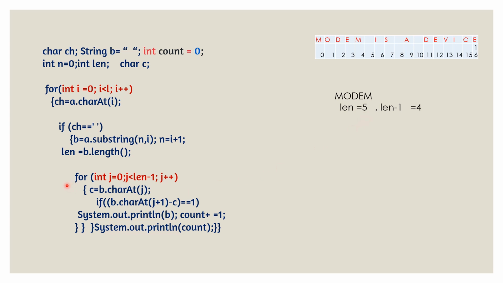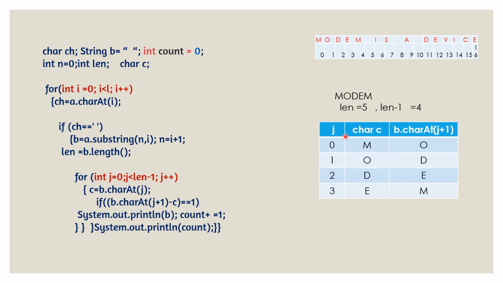And now the second loop, for checking whether the extracted word has any consecutive letters or not. We have already used i, so here we will take j. j is equal to 0 to len minus 1. Len is 5, len minus 1 is 4, so j goes from 0 to 3. j less than len minus 1, j less than 4. So characters will be taken: c is equal to b character at j. One by one the characters will be extracted, M, O, D, E, like these, and stored in the variable c.